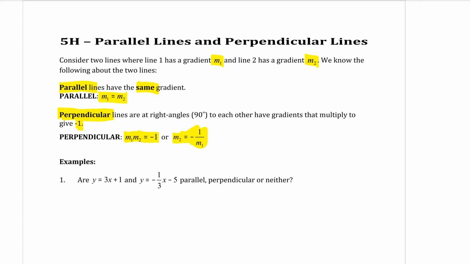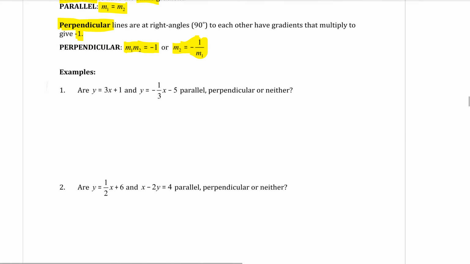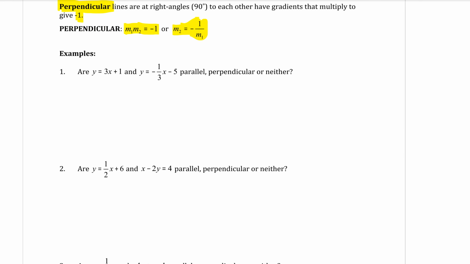You'll kind of learn it. There's a bit of a shortcut to that formula there. Okay, so let's have a look at the questions. Number 1. Are the lines y equals 3x plus 1 and y equals -1/3 x minus 5 parallel, perpendicular, or neither? So I need to know the gradients of both of them.